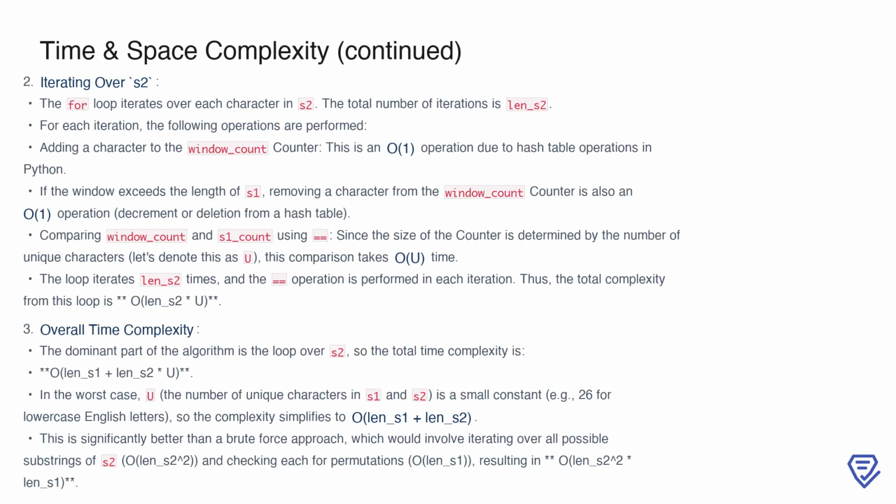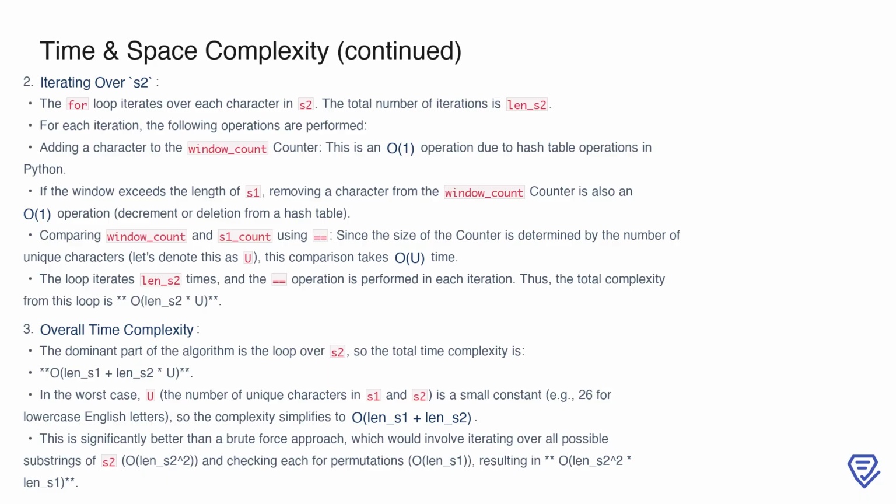Now, the main part of the algorithm involves iterating over the string S2. For each character in S2, we update the window_count counter by adding the current character. When the window exceeds the length of S1, we also remove the character that falls out of the window. These operations, adding and removing characters, are constant time, O(1), due to the efficiency of hash table operations. After each update, the algorithm compares the current window_count with the pre-computed S1_count.